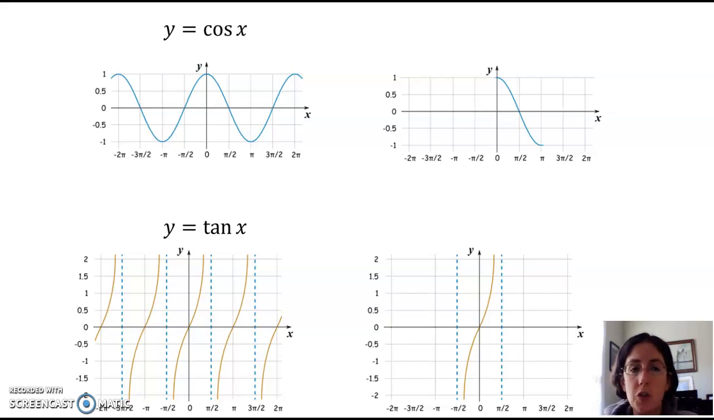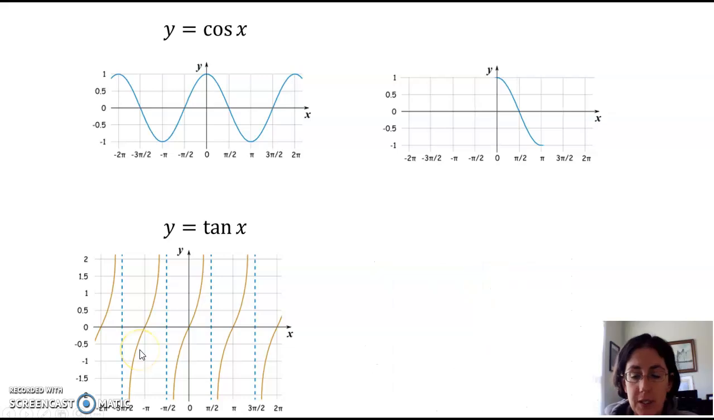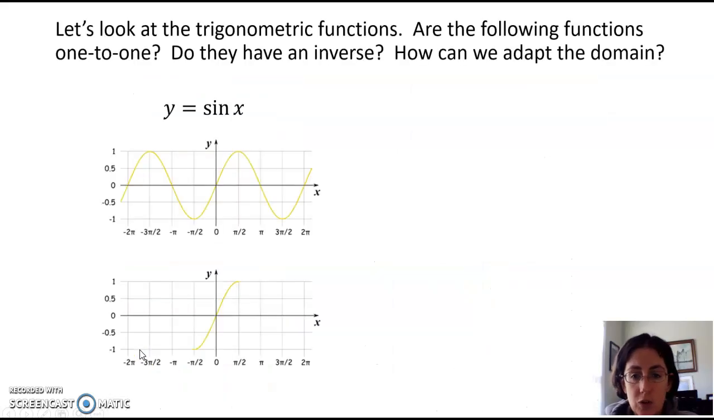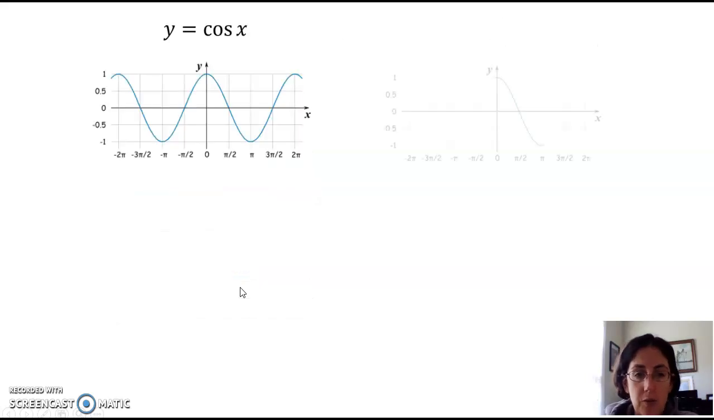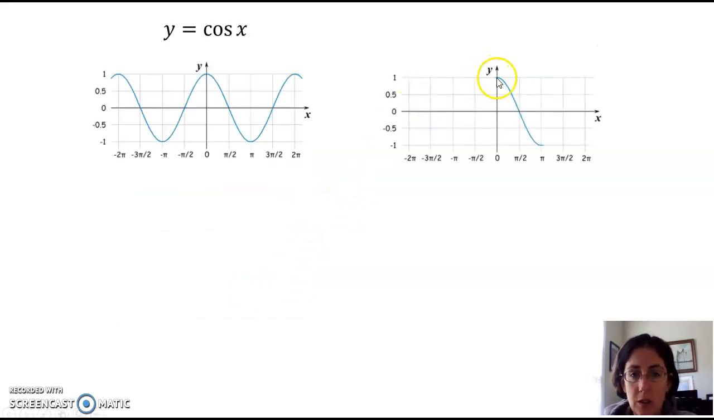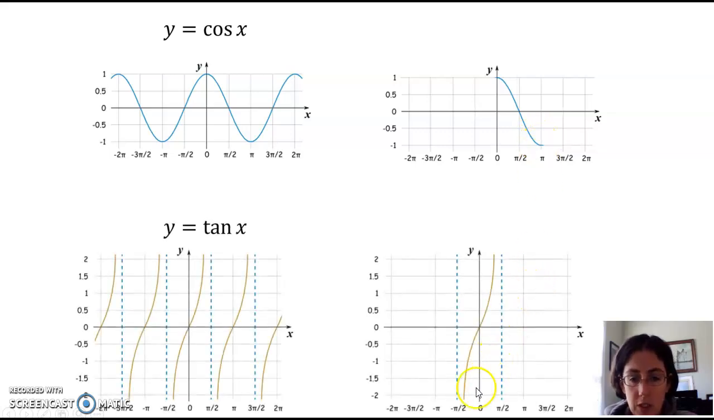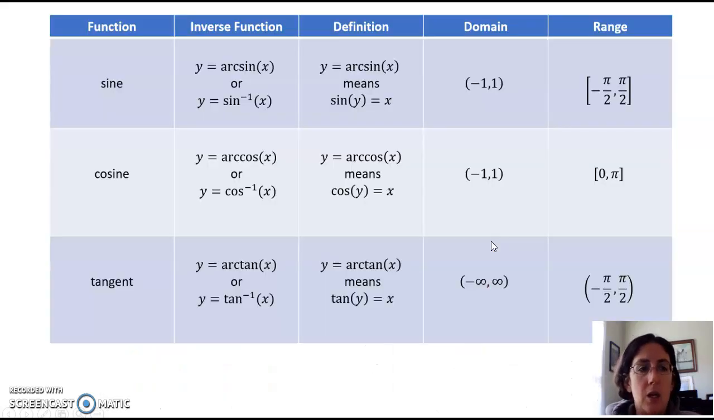So we have to restrict the domain. For the sine, we had to restrict the domain between -π/2 and π/2. For the cosine, we had to restrict the domain from 0 to π. And for the tangent, we had to restrict the domain from -π/2 to π/2. So here's the definition of our inverse trig functions.